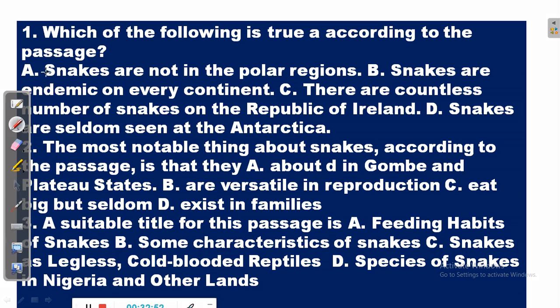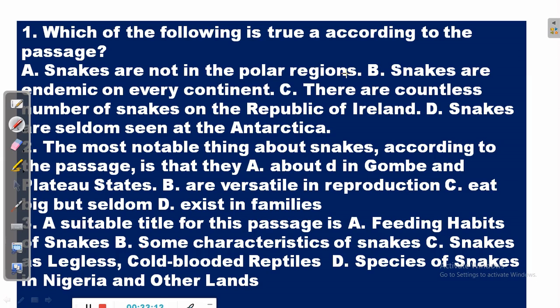Now, question number one, which of the following is true according to the passage? A, snakes are not in the polar regions. Now, the passage didn't tell us that snakes are not in the polar regions, but in some parts of the polar regions. So we can eliminate this.